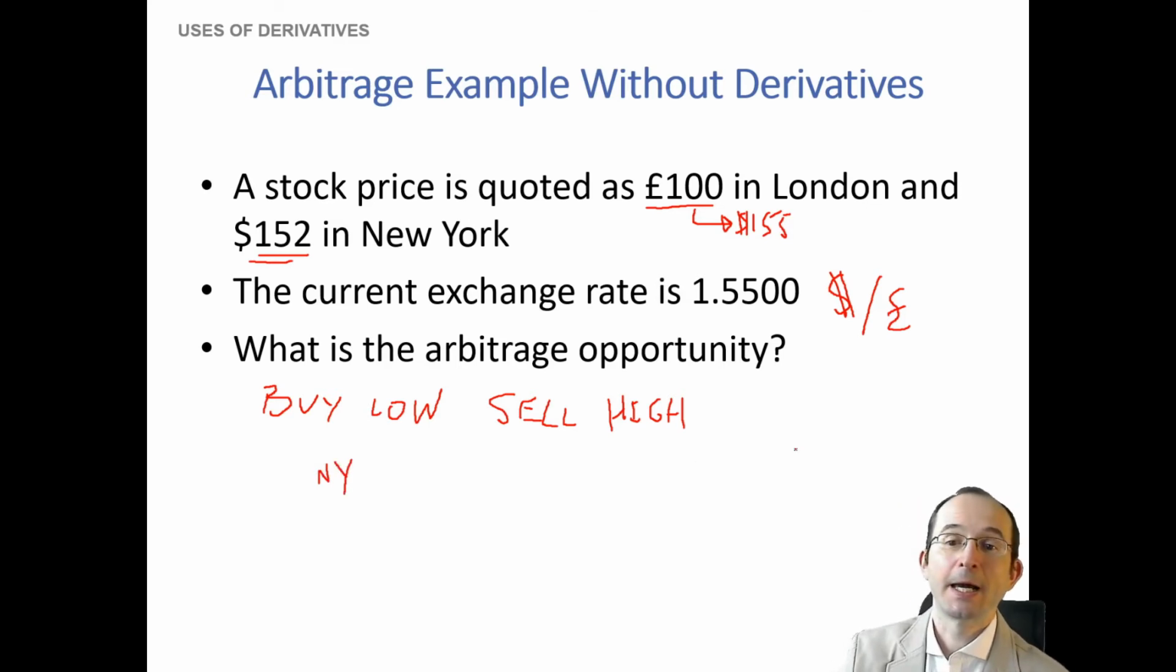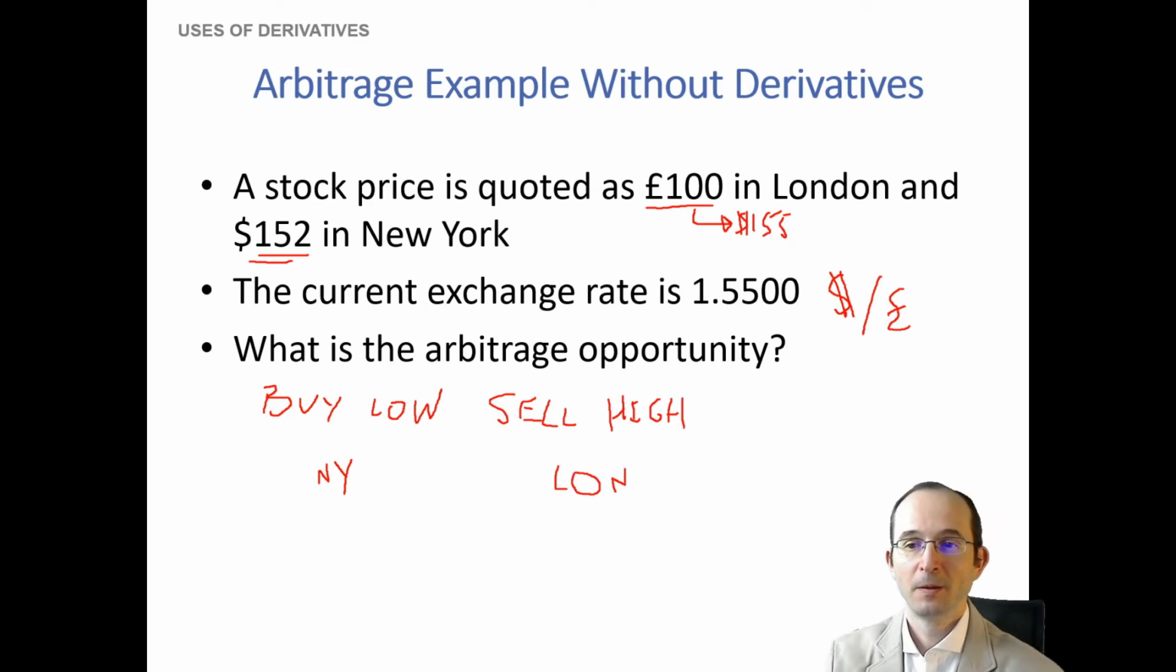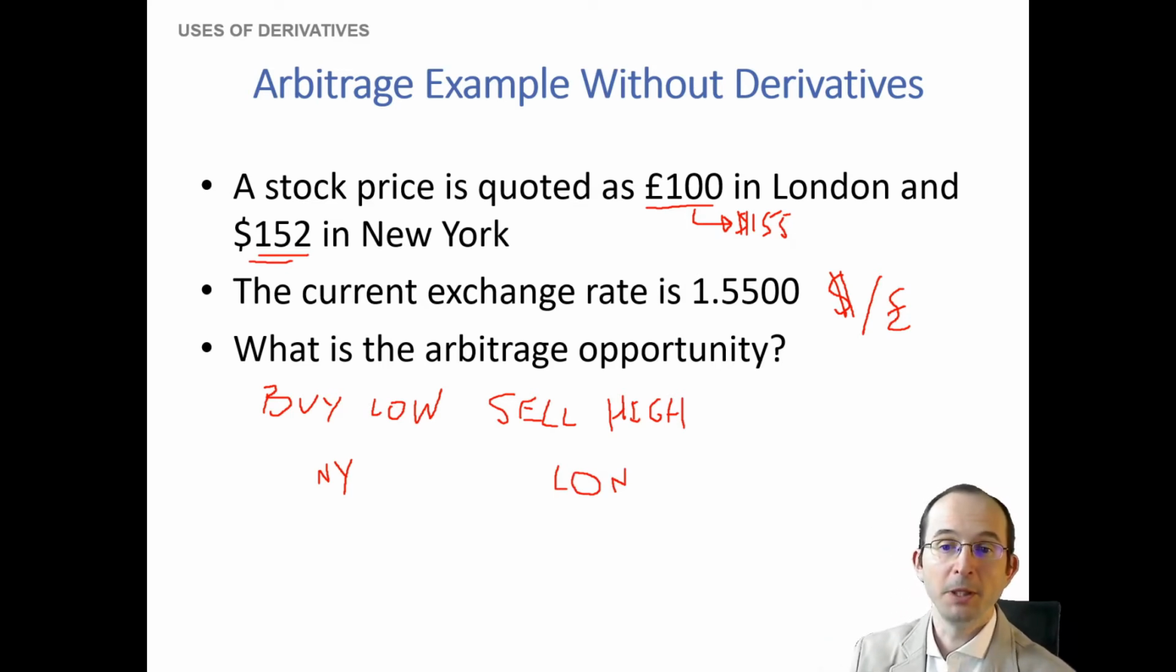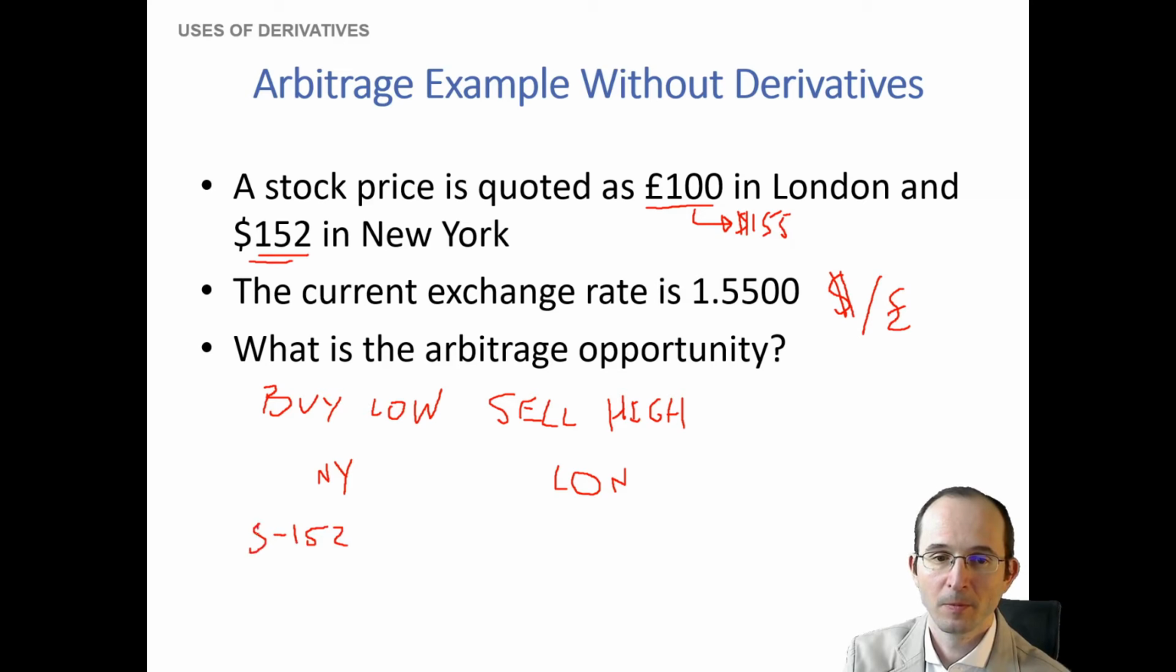How do we sell high? Well, if indeed this exchange rate is true, then it looks like the stock is overpriced in London, if it's the same stock. So that means that what we could do is we could short a share of that stock in London. And then we would actually be in a riskless position, right? We would own one share of stock from buying it in New York. We would have spent $152. That would give us plus one share.